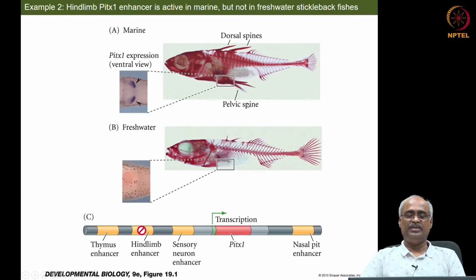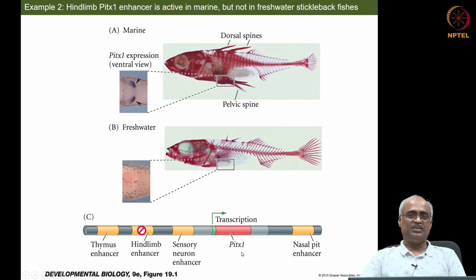So, the scientists tried to do mutations. I will not go into the details because it is a significantly involved series of experiments. They finally, through those experiments, identified a mutation in a gene called PITX1. Okay. So, this gene is responsible. So, that is what they found.